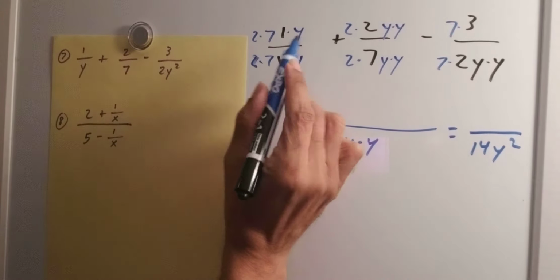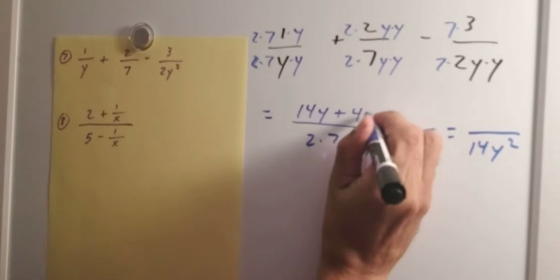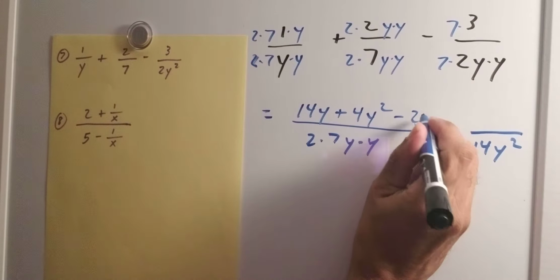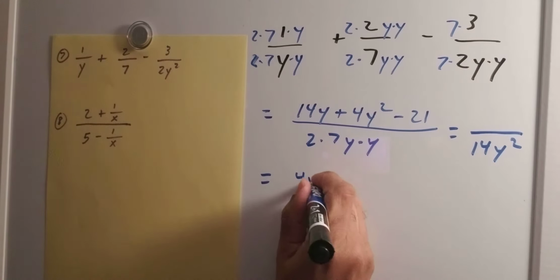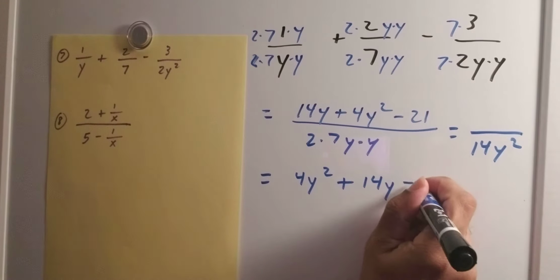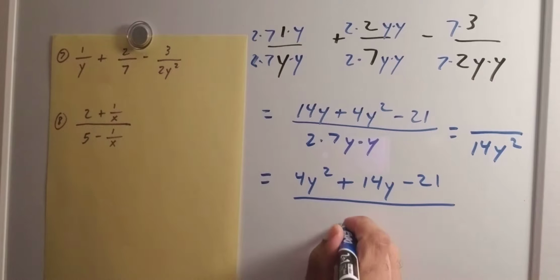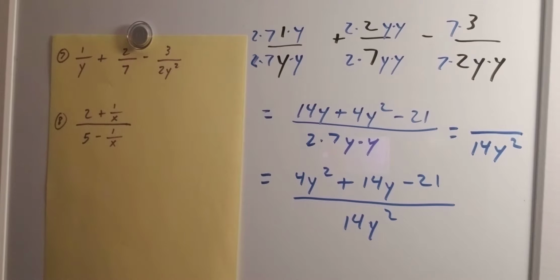Numerators simplify. 14y plus 4y squared minus 21. We'll rearrange in standard form. 4y squared plus 14y minus 21 for the numerator and 14y squared for the denominator. You could attempt to factor the numerator into 2 binomial factors, but that would not cancel anything with 14y squared.